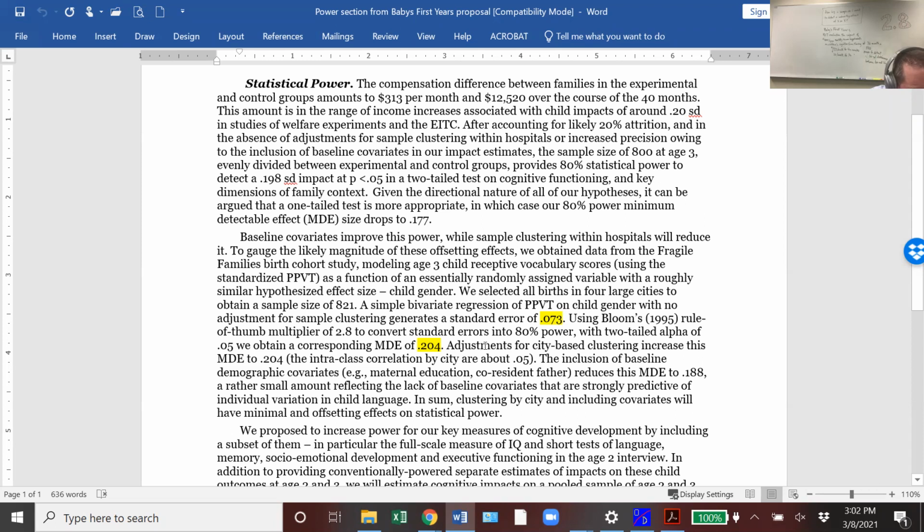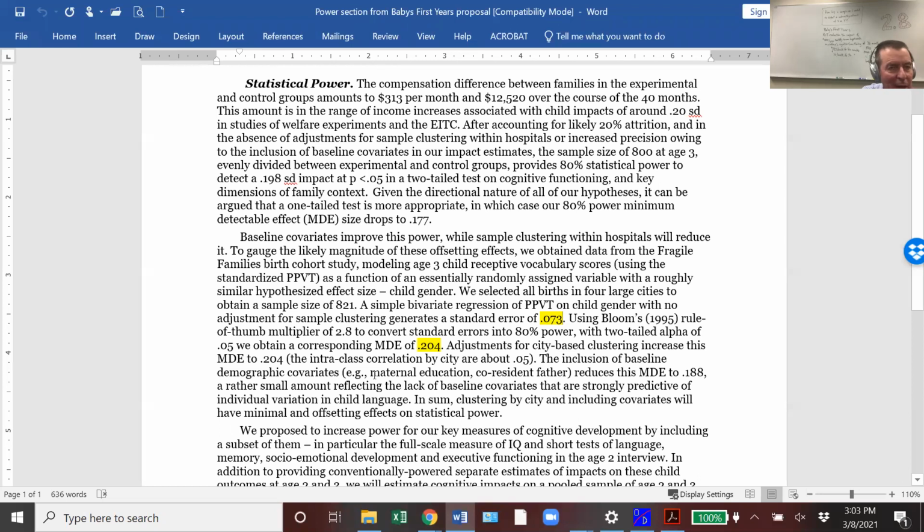but now we can play around with clustering, right? We can adjust for city-based clustering, which, actually, this is a typo. There was a very small increase in the minimum detectable effect size. I think it was like 0.208. The intra-class correlation is the extent of clustering of cases within hospitals. Then the inclusion of baseline demographic covariates.